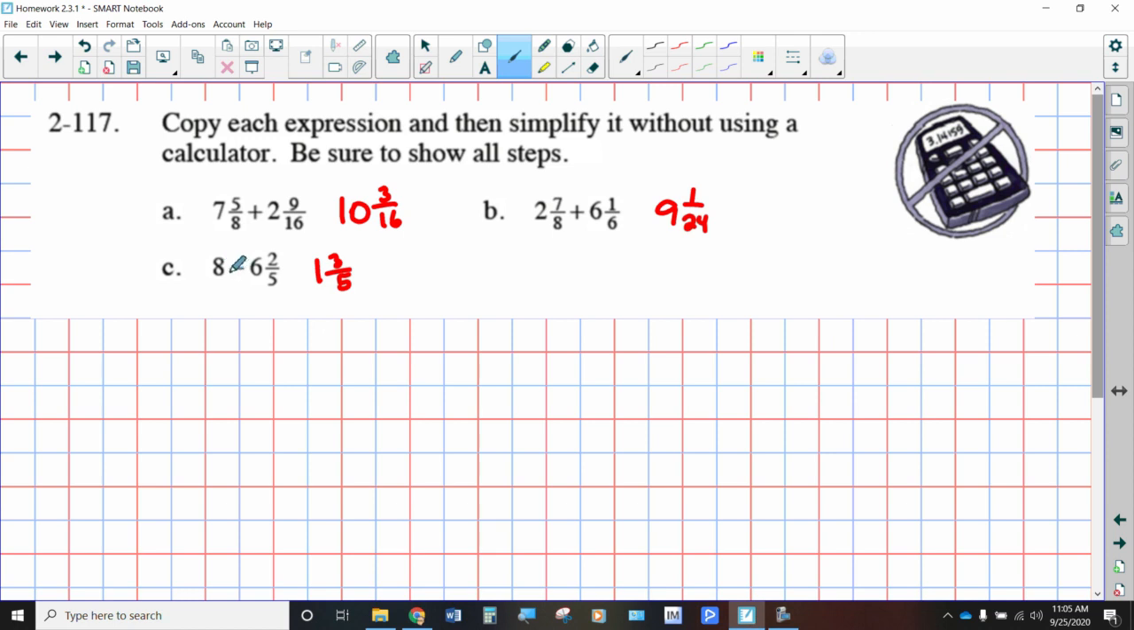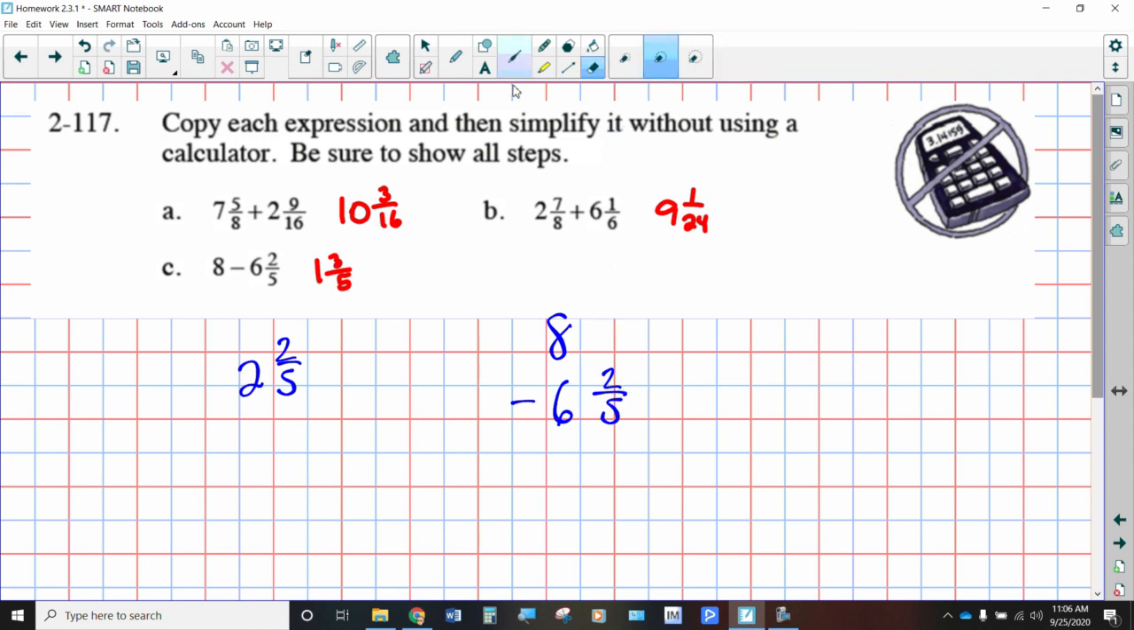This problem, the most common wrong answer is 2 and 2/5, because people don't remember that when you're subtracting, you've got to line everything up, right? So 8 minus 6 and 2/5, you can't, there's a 0 fifths here, right? 8 and 0 fifths is just 8, but you can't take 2/5 away from nothing.